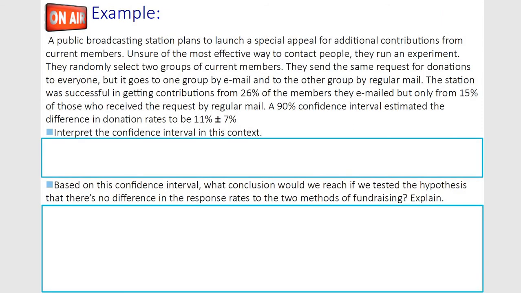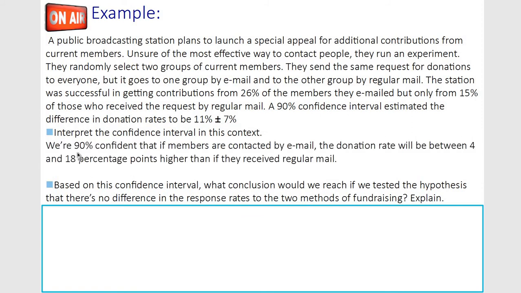All right, so let's do another example to make sure we can understand confidence intervals. Okay, so read this, pause it. That way you don't have to listen to me keep talking. All right, so we want to know if there's a difference from emails and those requests by regular mail. Okay, so they found this confidence interval. So what does that mean in context? So hopefully you got this. We're 90% confident that if members are contacted by email, the donation rate will be 4 to 18 percentage points higher than if they received regular mail.